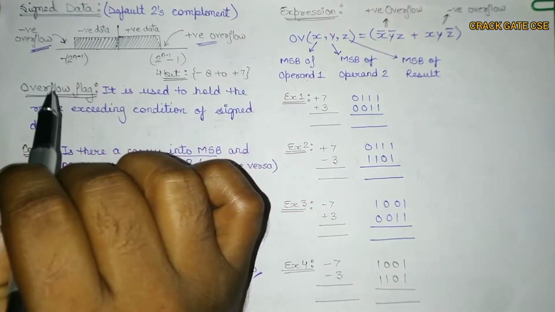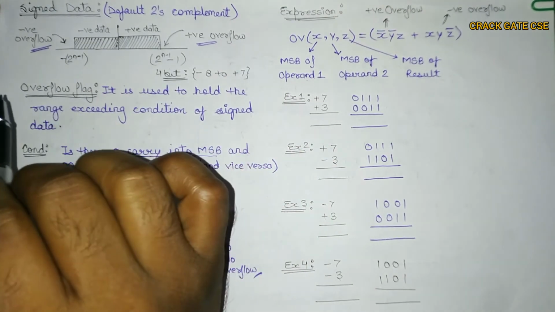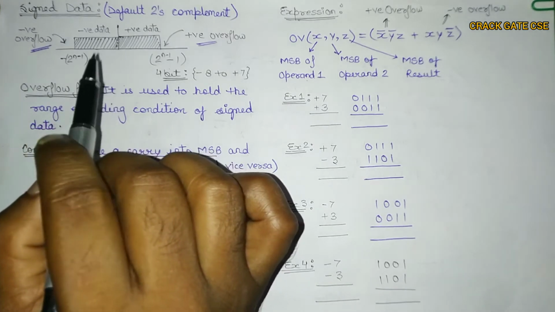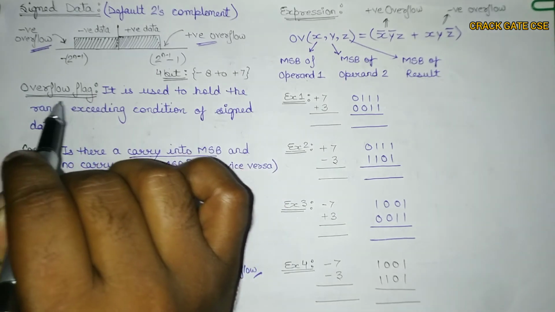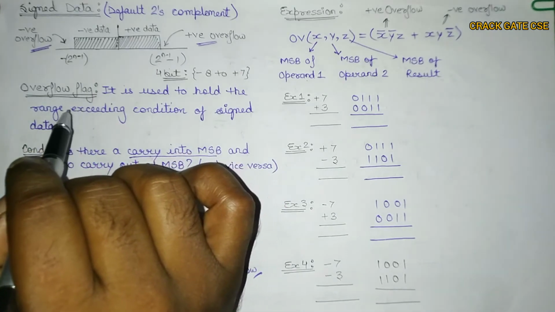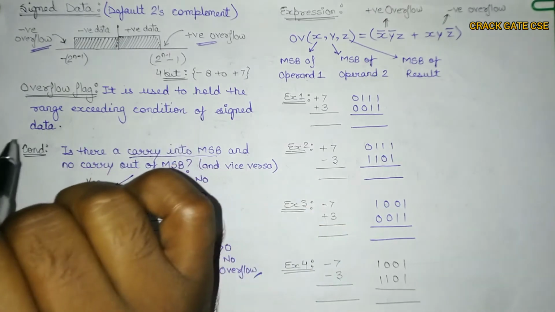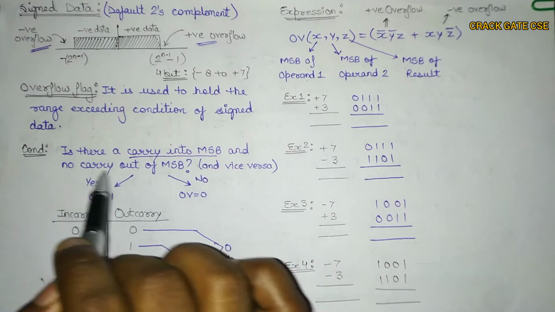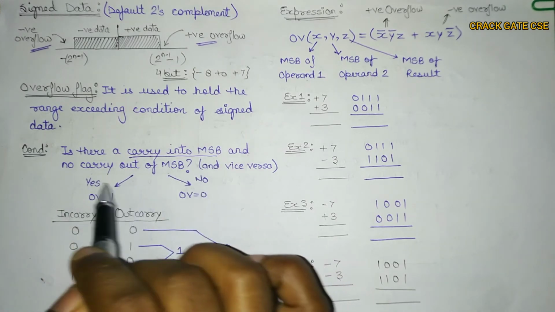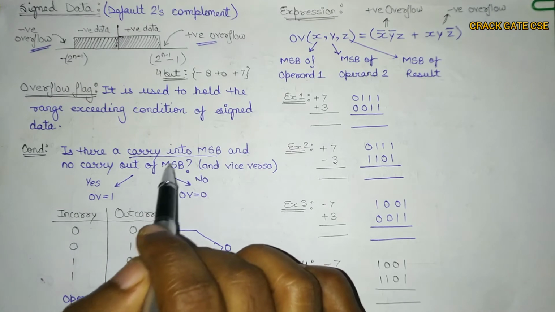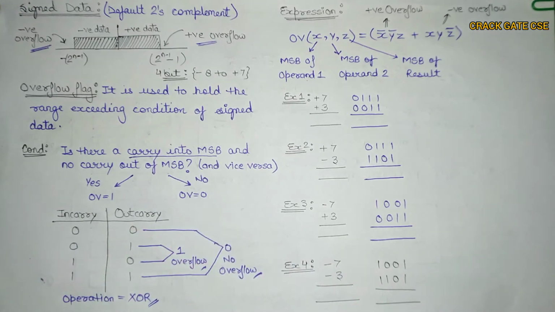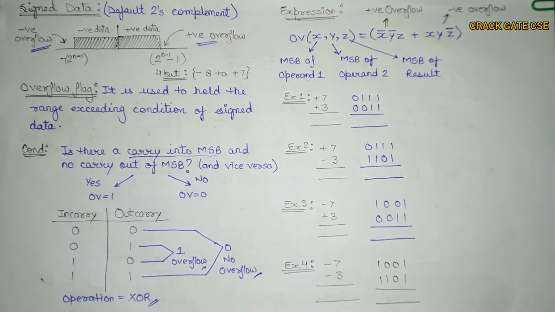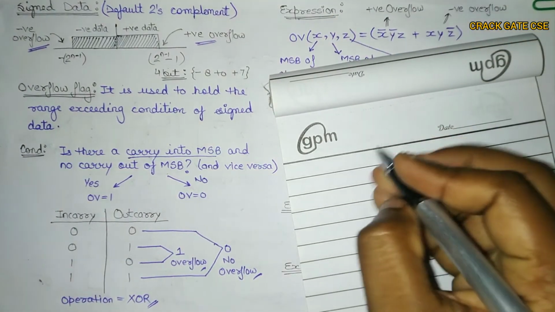Now unlike the unsigned data, here we are having the overflow flag. In the unsigned we are having the carry flag which represents the exceeding condition. Here we are having the overflow flag which is used to hold the range exceeding condition of the signed data, right? So what is the condition of this overflow flag? Is there a carry into MSB and no carry out of MSB? If this is the case or vice versa is the case, in that case the overflow flag will be set or reset. So let me just give you an example over here.